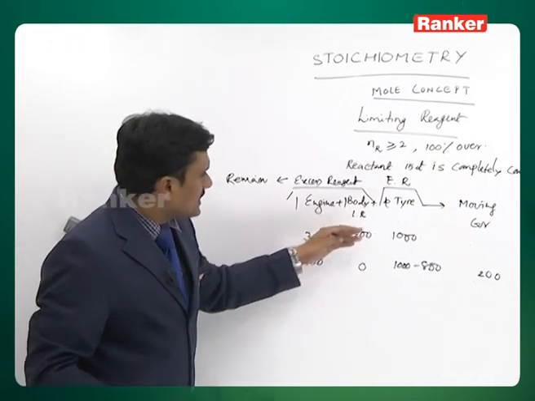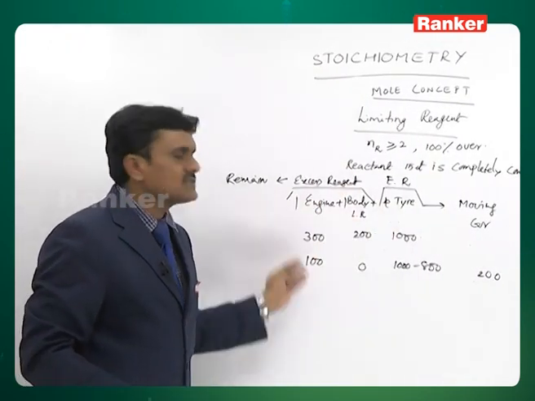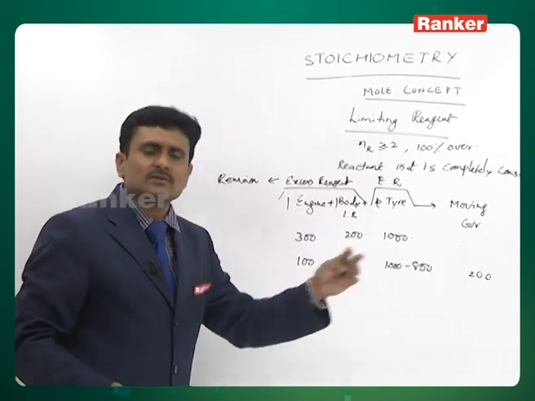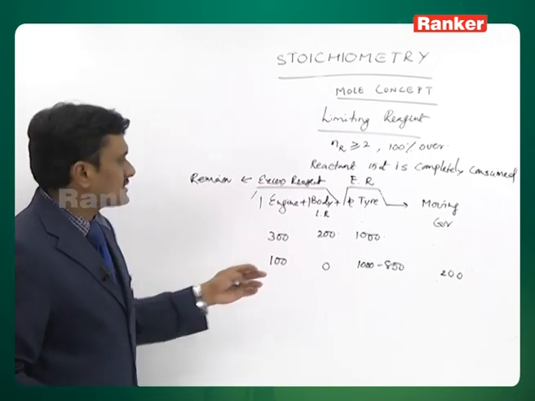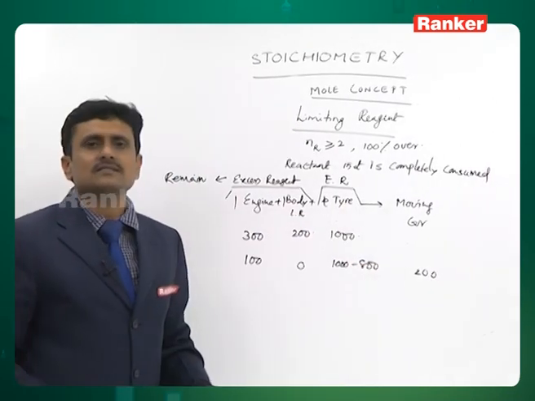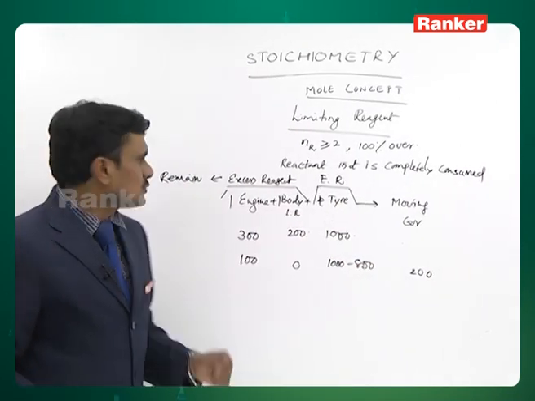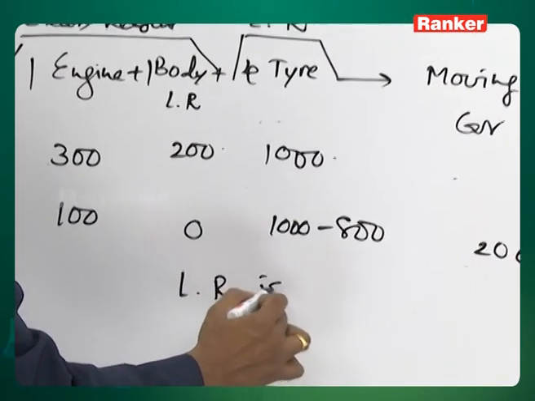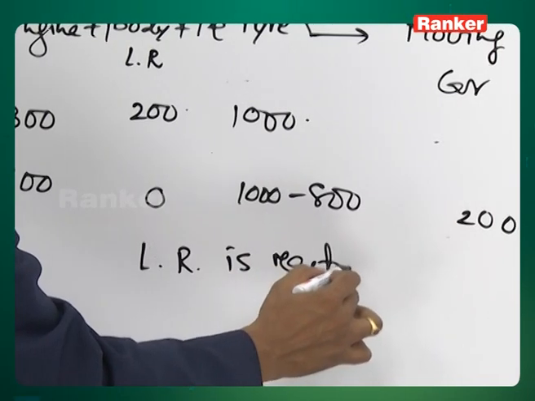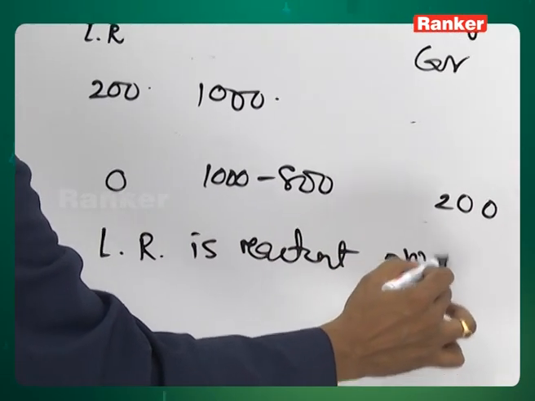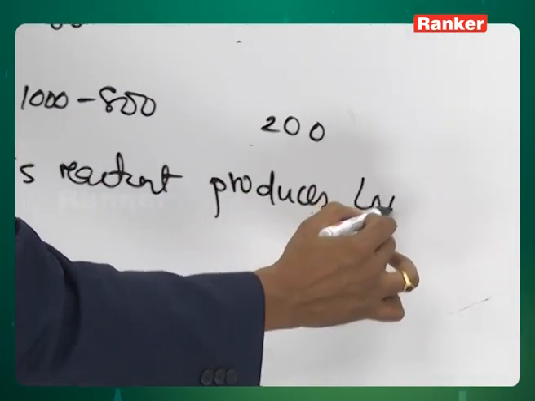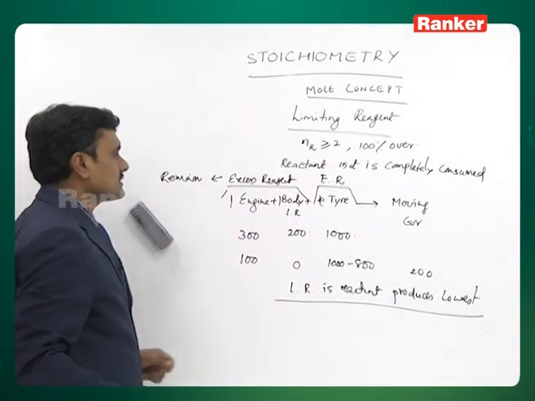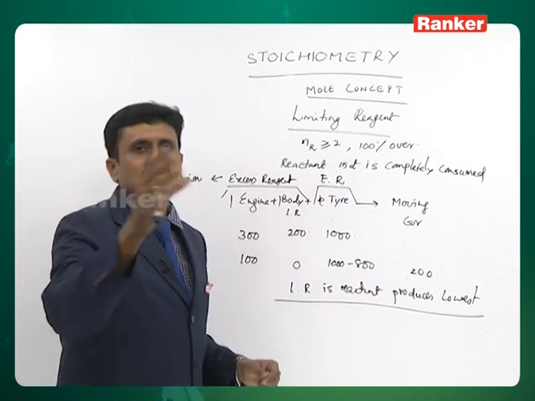So it could be either tire or body or engine. The one that is present in the lowest amount cannot be the limiting reagent, rather the one that produces the lowest is actually the limiting reagent. So we can extend this definition: the limiting reagent is the reactant that produces the lowest. Among all the reactants, the one that produces the lowest is actually the limiting reagent.